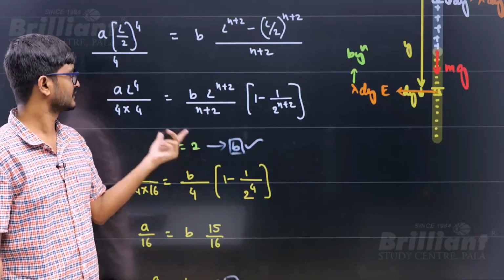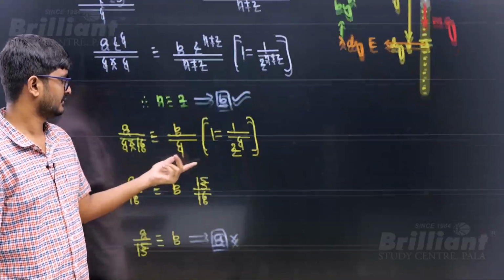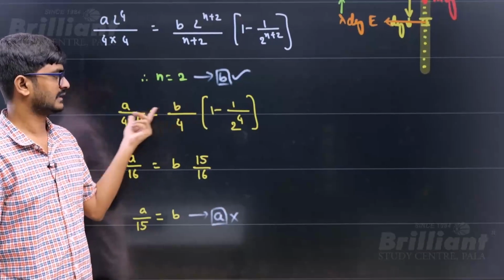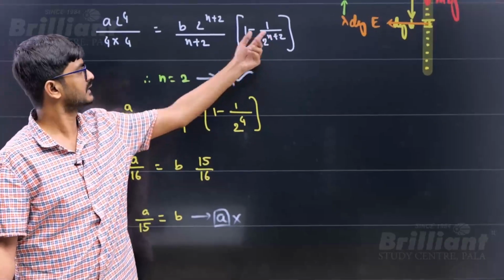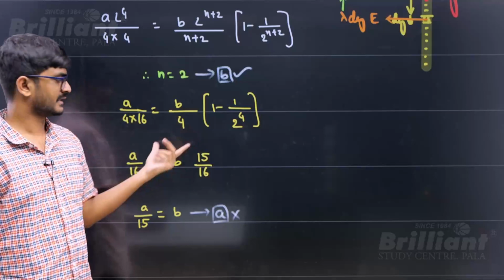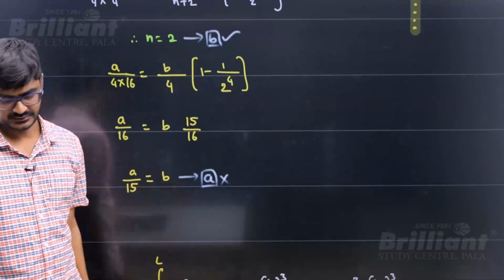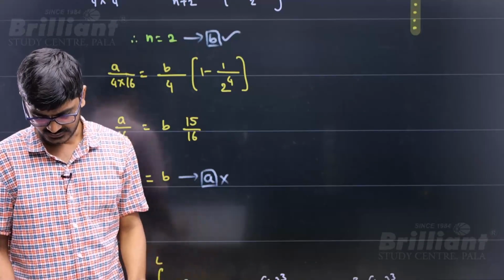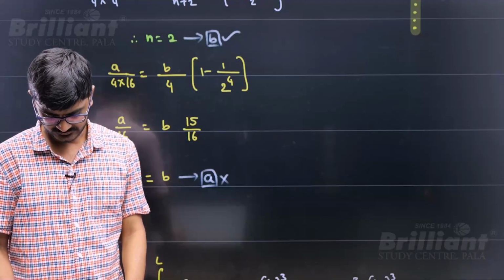Once you conclude n equals 2, you can substitute it back, and you can see only A and B are left. You can substitute n equals 2, then only A and B are left. From there you can get the relation between A and B. Now apart from that, they are asking some other stuff.